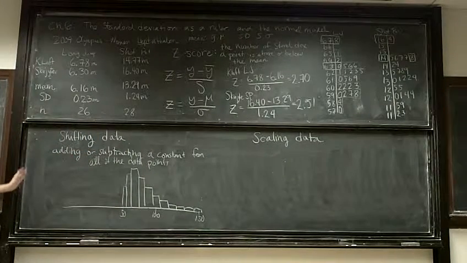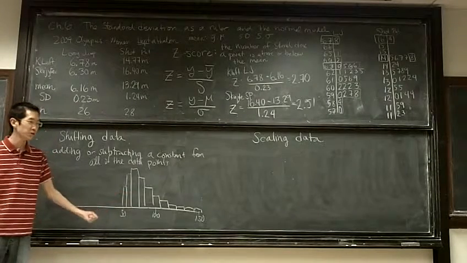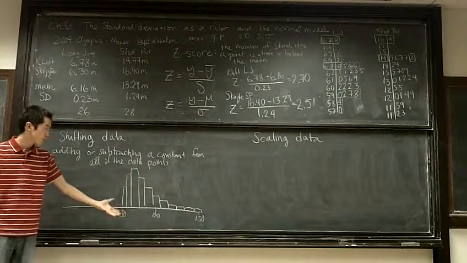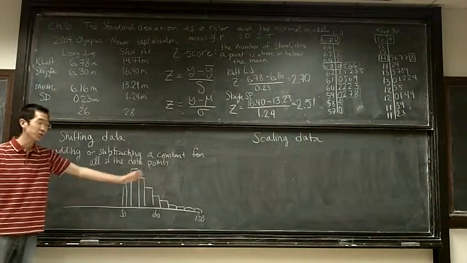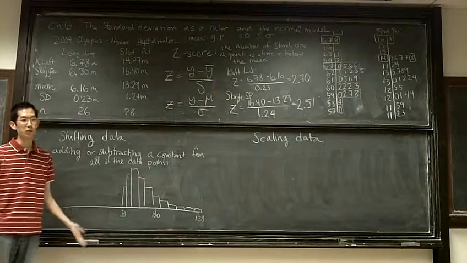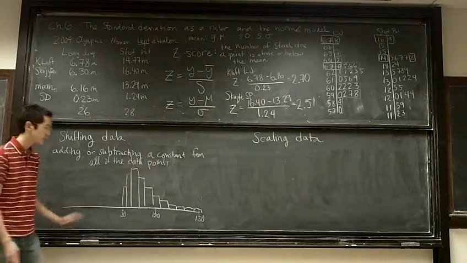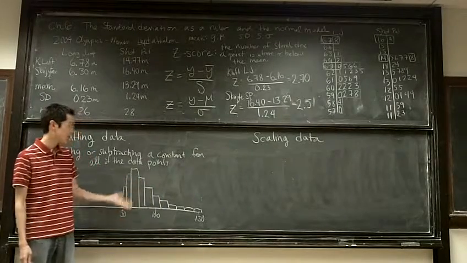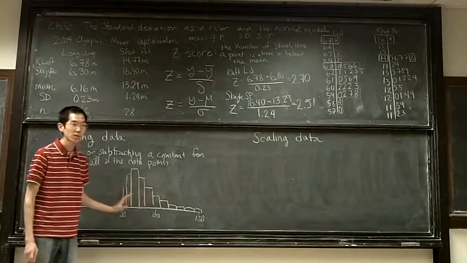Shifting data would be, we could just add or subtract a number to this. If this is what the weight of maybe 200 people looks like, we could ask, what is the distribution of these 200 people's weights if they all carried 10-pound bricks? Then everybody's weight would just shift up 10 pounds, or in this case, 5 kilograms or whatever.